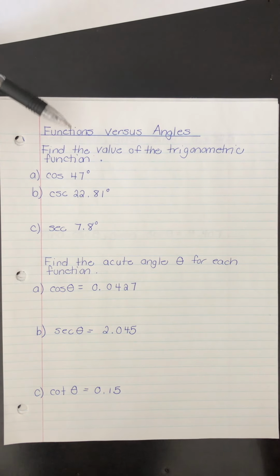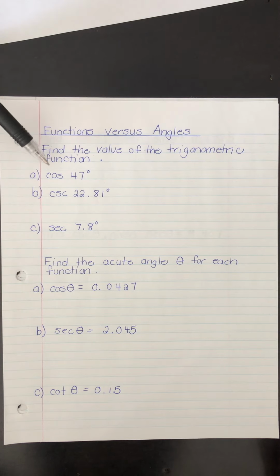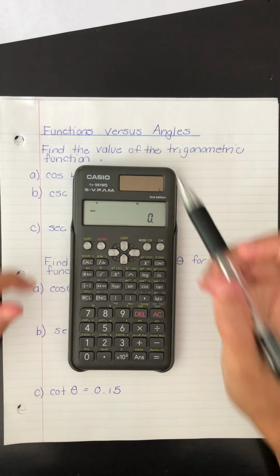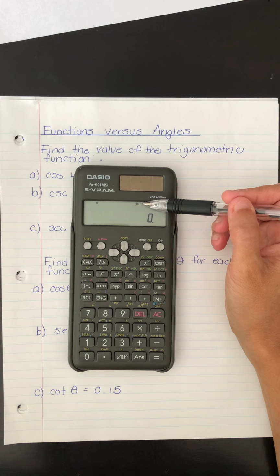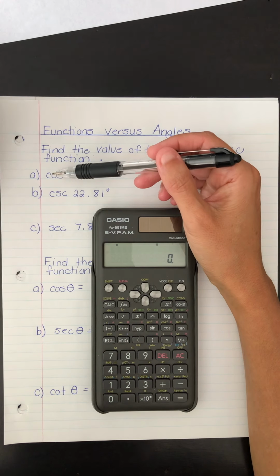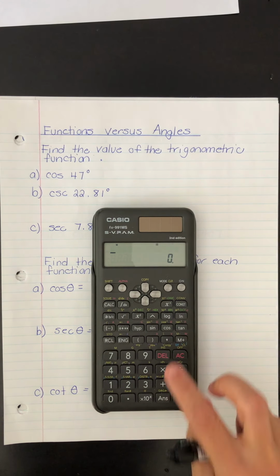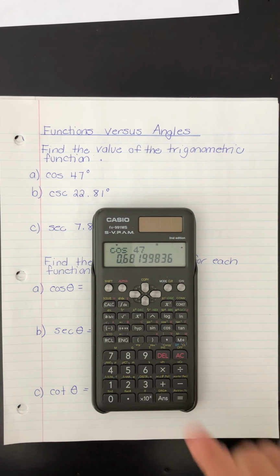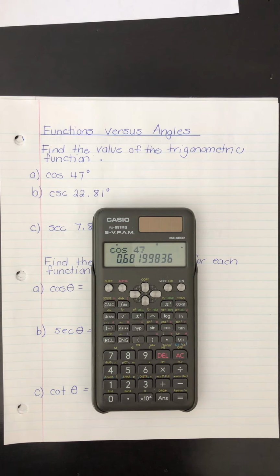So the title here is Functions versus Angles, and here would be the first kind of question. Find the value of the trigonometric function. So the first thing you want to do is make sure that your calculator is in degrees. Okay, so make sure your calculator is in degrees mode. And then, for example, this question says cosine of 47. So we just need to press in cos 47 equals. So this would be our answer here.